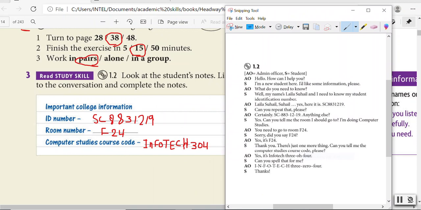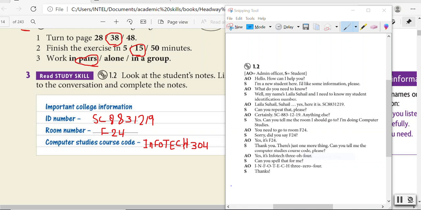And I need to know my student identification number. Leila Suhail. Suhail. Yes, here it is. SC8831219. Can you repeat that, please? Certainly. SC8831219. Anything else? Yes. Can you tell me the room I should go to? I'm doing computer studies. You need to go to room F24.